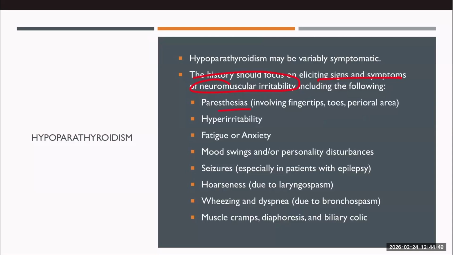Paresthesias is a big one. We'll talk about that in a little bit. Hyperirritability, fatigue, mood swings, seizures if they already have a history of epilepsy. They may have hoarseness in the voice, wheezing and dyspnea if they have bronchospasm, muscle cramps, and whatnot. Again, neuromuscular irritability: the things that we normally do won't happen the right way, which causes problems.